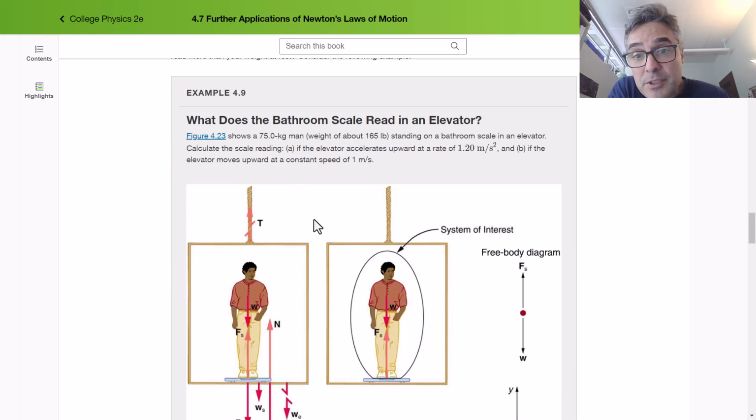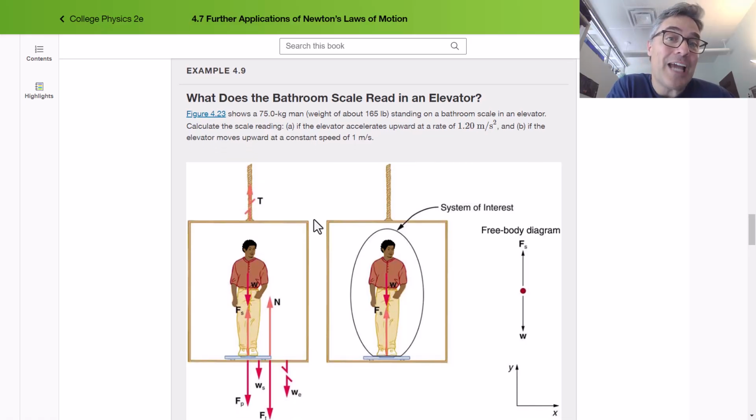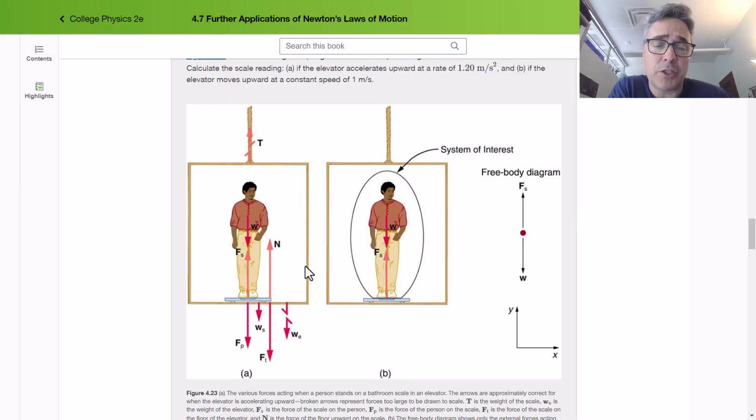What does the bathroom scale read in an elevator? So the elevator might be accelerating, so the forces don't always balance to be 0. You sometimes think of the spring scale as being equal and opposite to the weight. Well, that's not Newton's third law. Newton's third law is saying that the force of your feet on the spring scale equals the force of the spring scale on your feet, right? And so this weight is the force of gravity from the earth reaching up on you. It's a whole other force.